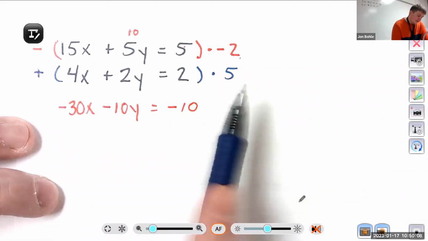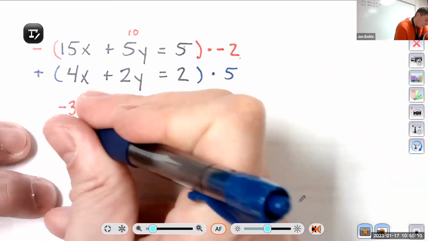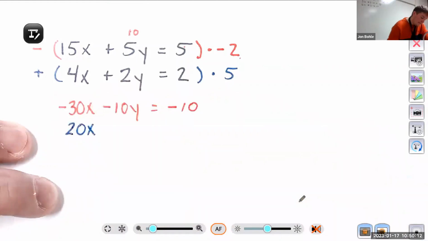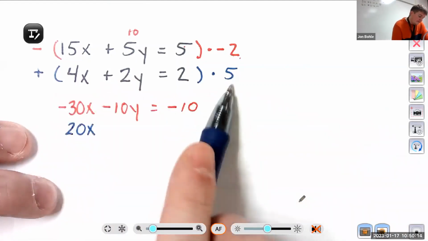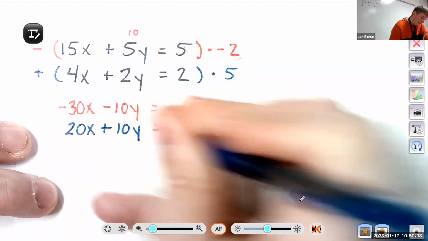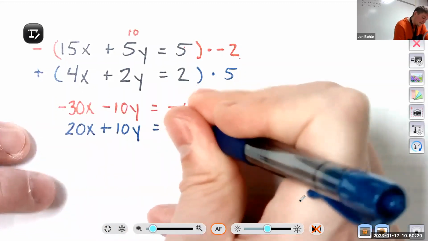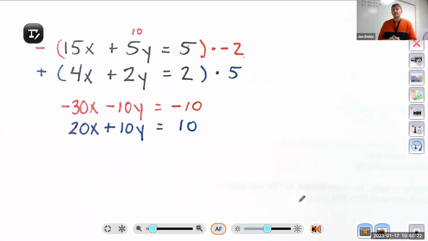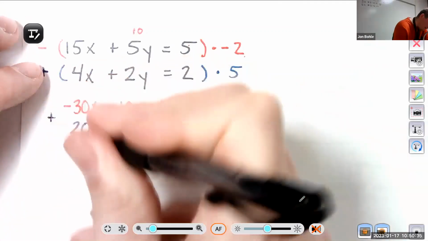Okay. 5 times 4, 20. 5 times 2, and 5 times 2 again is also 10. Okay, so as you can see, you can scale both of the equations up. It doesn't change their value as long as you multiply both sides by whatever number you're multiplying by. Okay, do I have opposites now? Yes, I do. And when you have opposites, you're going to add.